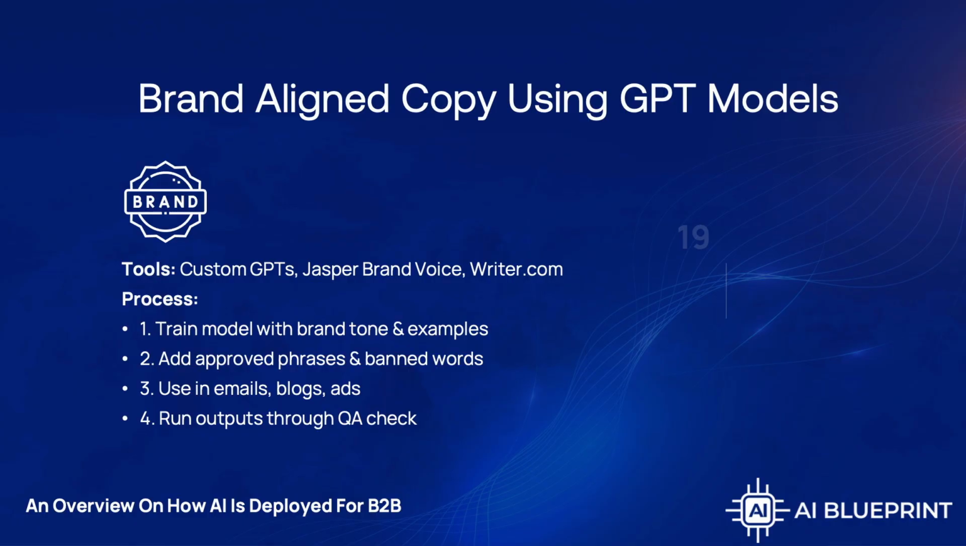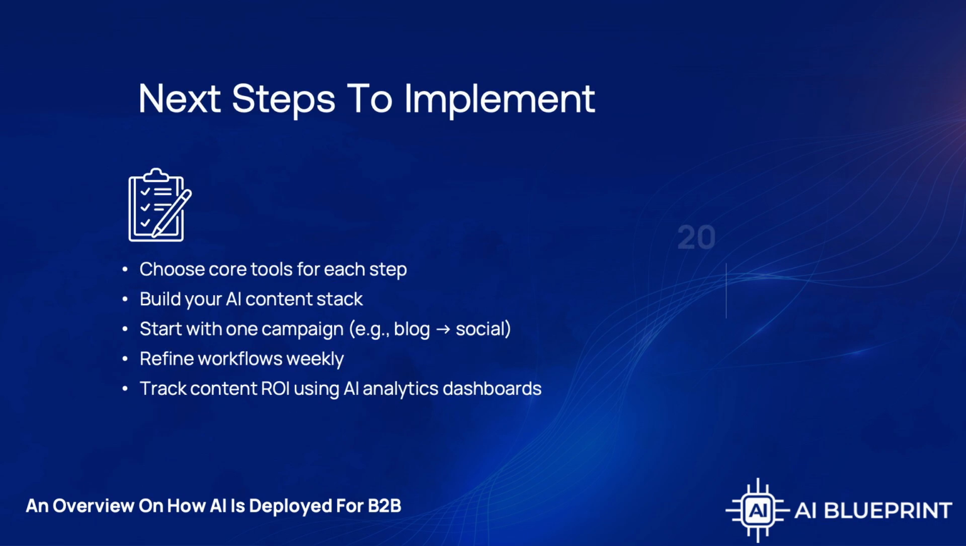So now we need to get this brand aligned, right? So we're using GPT models. We've got custom GPTs. We've got Jasper brand voice, which is brilliant for using it in your brand voice. We've got writer.com. So what we do is we train the model with brand tone and examples. We add approved phrases and banned words lists, because we want the approved phrases, but we ban certain words. Using emails, blogs, ads, we run outputs through a QA check.